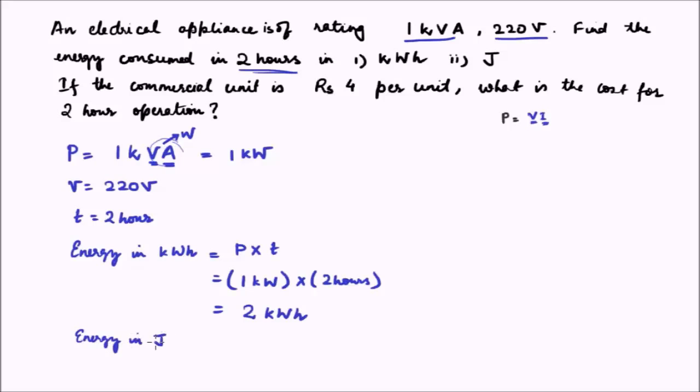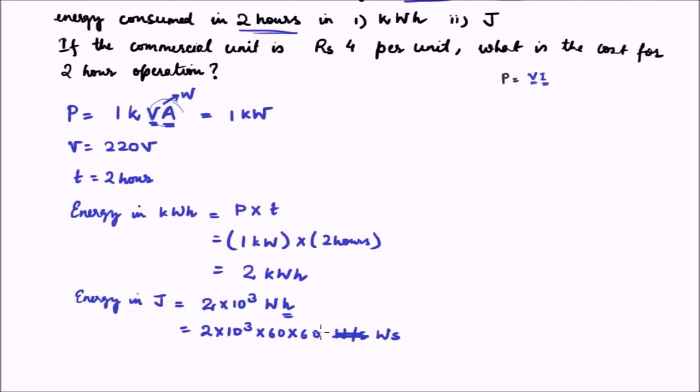Energy in joule. Either we can use directly the conversion value that we saw in the lecture, or we can calculate it ourselves. Let us calculate. 2 kilowatt hour can be written as 2 into 10 to the power 3 watt hour. Joule is watt second, power times second. So we need to convert the hour to second. 2 into 10 to the power 3, 1 hour is 60 minutes times 60 seconds, and that gives me this many watt second, and watt second is joule.